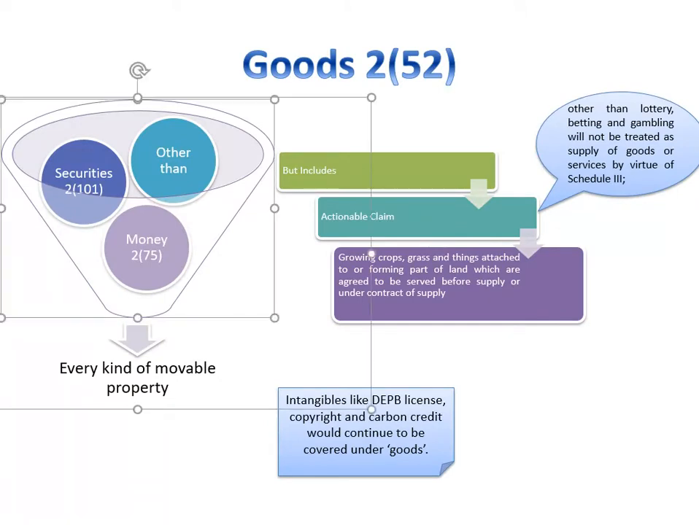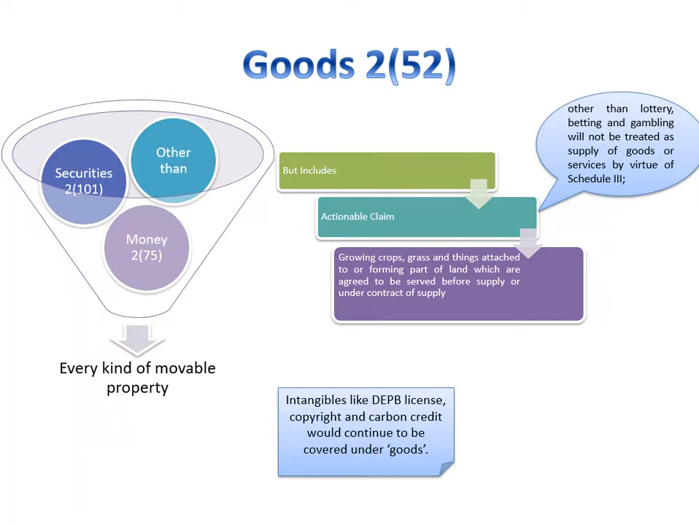Anything other than securities and money, every kind of movable property other than securities and money, right? But it includes any sort of actionable claims, growing crops, grass and things attached to the land, forming part of the land, which are agreed to be severed before the supply under a contract of supply. In terms of actionable claim, it does not include lottery, betting and gambling, which we will not treat as a supply of goods or a supply of services for Schedule 3.